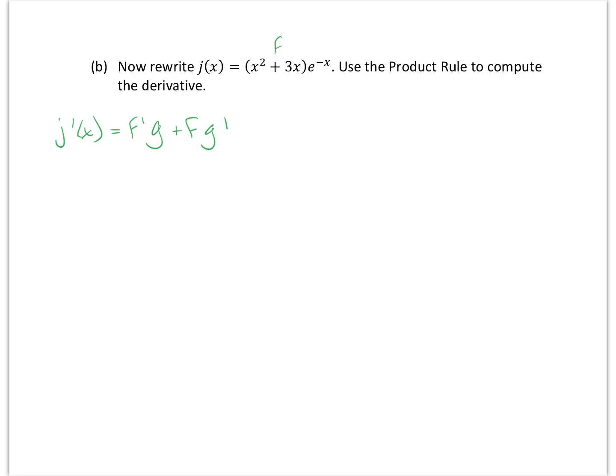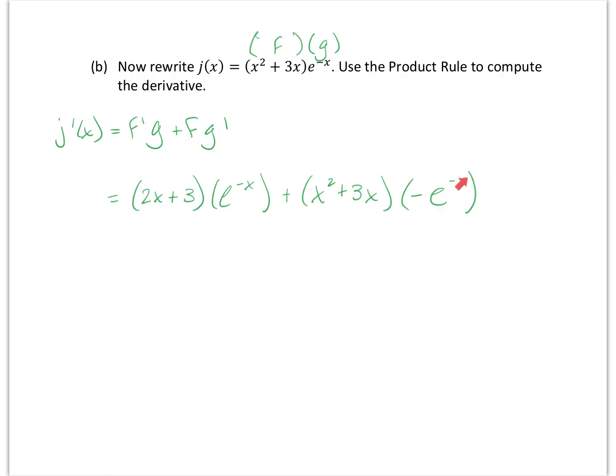F is going to be this function in parentheses, and g is going to be e to the negative x. So f prime is going to be 2x plus 3. G is e to the negative x plus f, x squared plus 3x, times g prime, which is negative e to the negative x. We calculated this derivative in our previous class. You can see those notes if you can't remember.